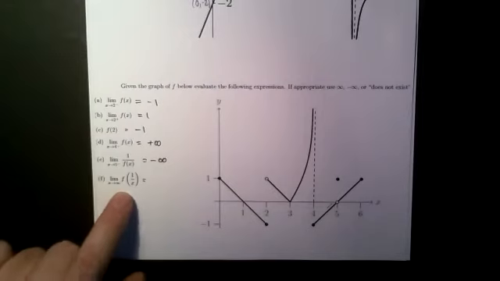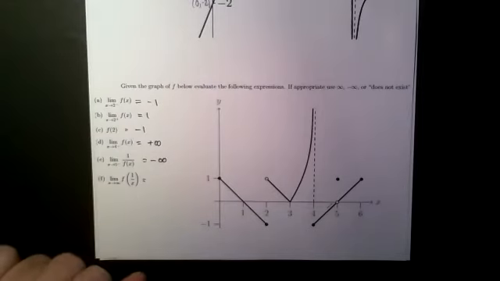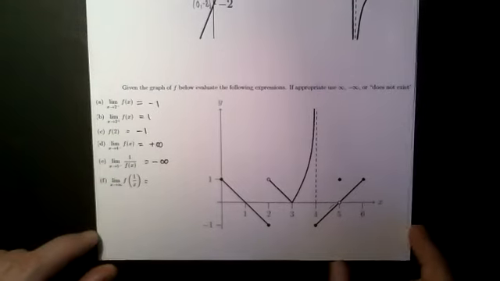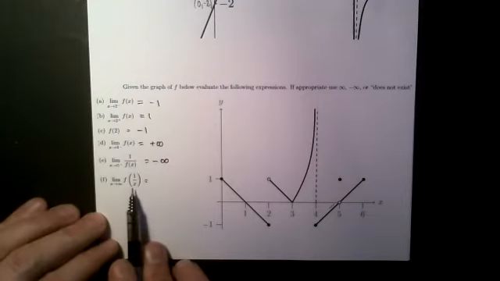Limit as x approaches infinity, f of 1 over x. Sophia? I'm not sure, but I wrote does not exist. Does not exist. Why? Because I don't know actually. Okay. Well, this is a weird one.